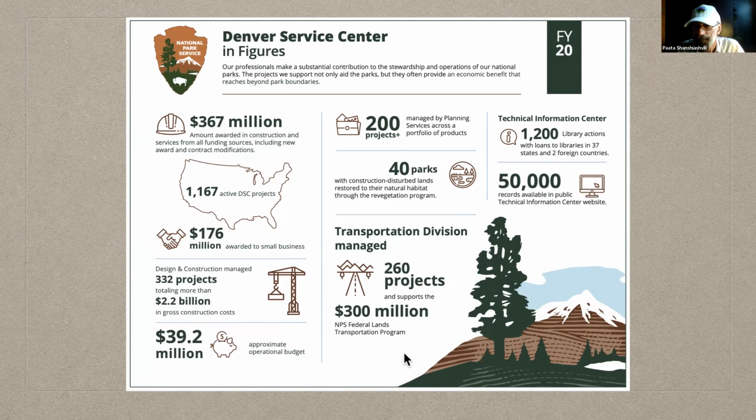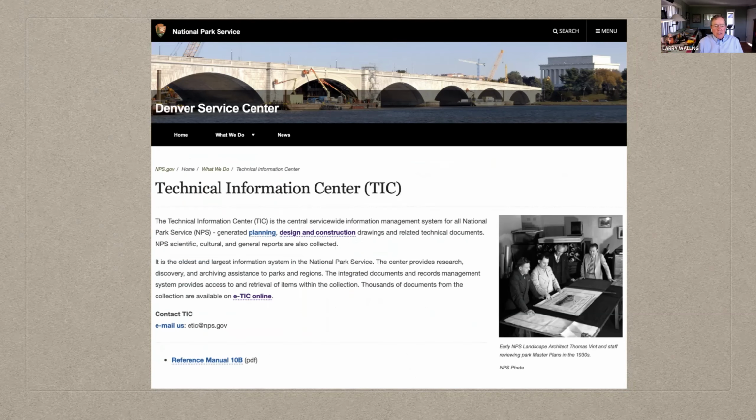Larry? So one thing I wanted to bring to your attention is the Technical Information Center, and it's a central service-wide information management system for all National Park Service generated planning, design, construction drawings, and related technical documents. So they collect scientific, cultural, and general reports too, and it's available to everyone. You can see their address down below at etic@nps.gov.